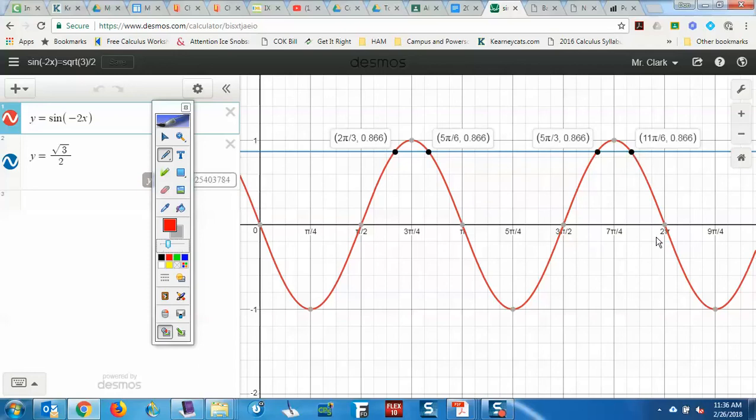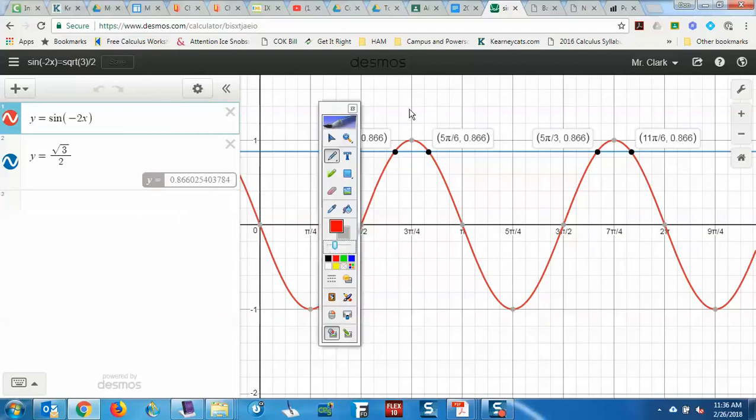It makes sense that if you compress the graph and see how many times it equals this, it's going to hit more times. What happens if you stretch the graph this way? We're going to probably hit fewer times. Okay, so look at those answers. Aren't those the 4 answers we just had? 2 pi thirds, 5 pi over 6, 5 pi thirds, 11 pi over 6. So to help you conceptually get it, that's what's going on when we do these equations.